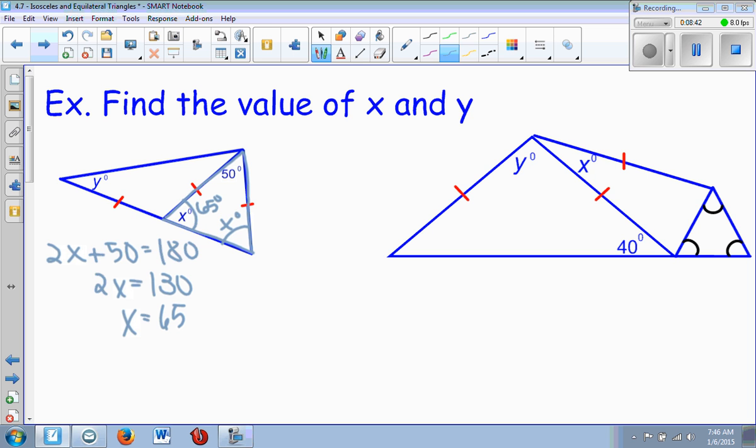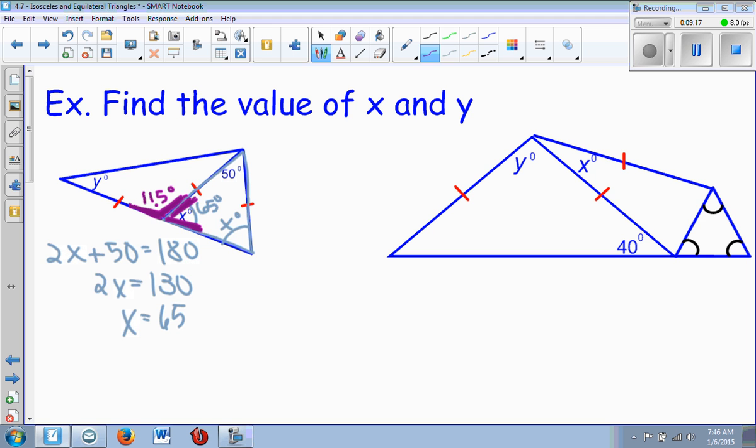Now, why is that important? Why did I have to find that before I find y? The reason is because this angle here and this angle here form a linear pair. Remember from last semester, linear pairs are angles that form a line when put back to back. And more importantly, they make 180 degrees because they form a line. So if I want to figure out this vertex angle here, all I have to do is subtract the 65 from 180, and we get a value of 115.